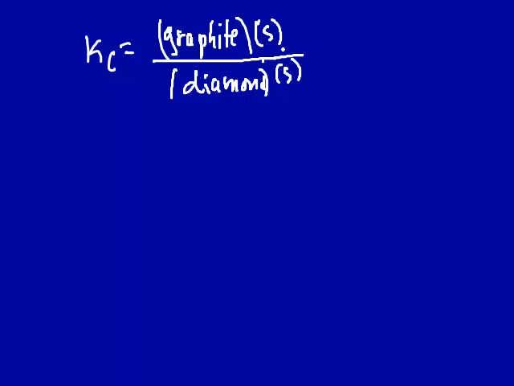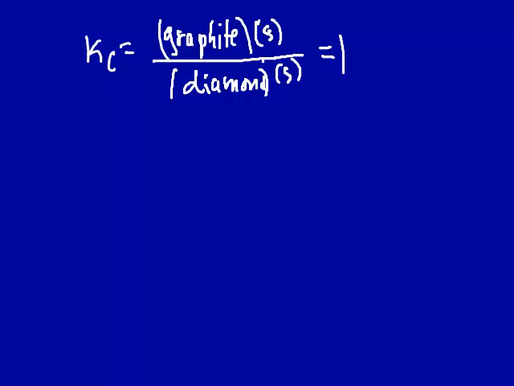And remember what we said? Solids appear as just a unit. Pure solids appear just as a unit of 1 in equilibrium expressions. So this Kc, if you just put that in, is just 1.